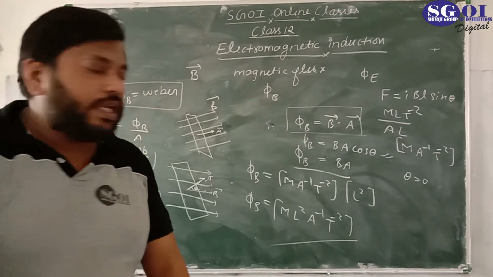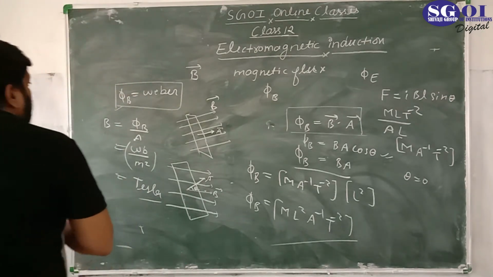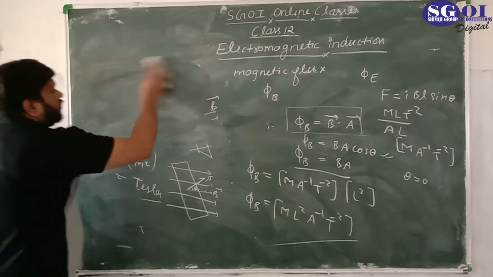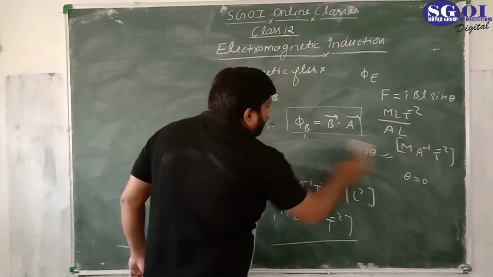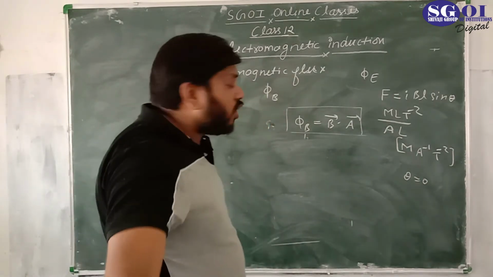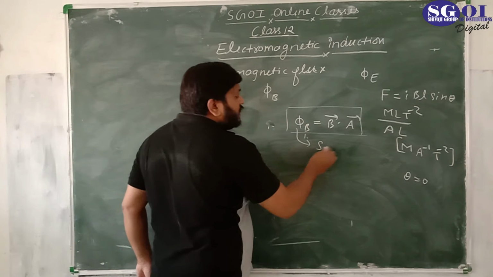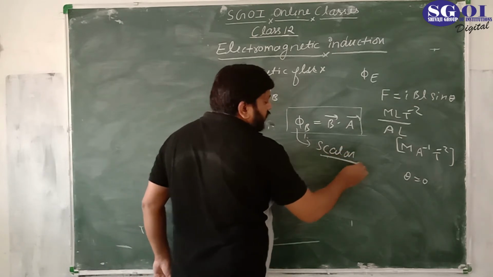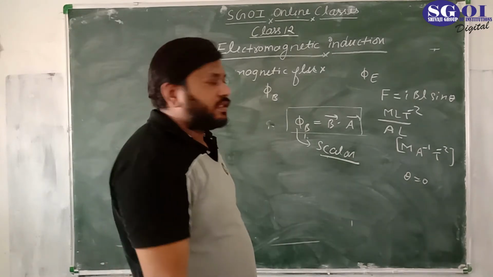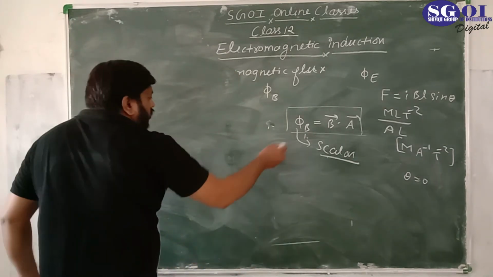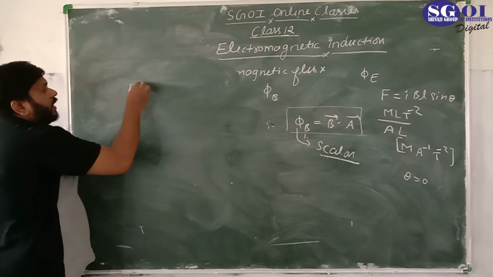Now, what is electromagnetic induction? As we know that this is the dot product, it means it is simply a scalar quantity. It is simply a number of lines, magnetic field lines. So, what is the electromagnetic induction?